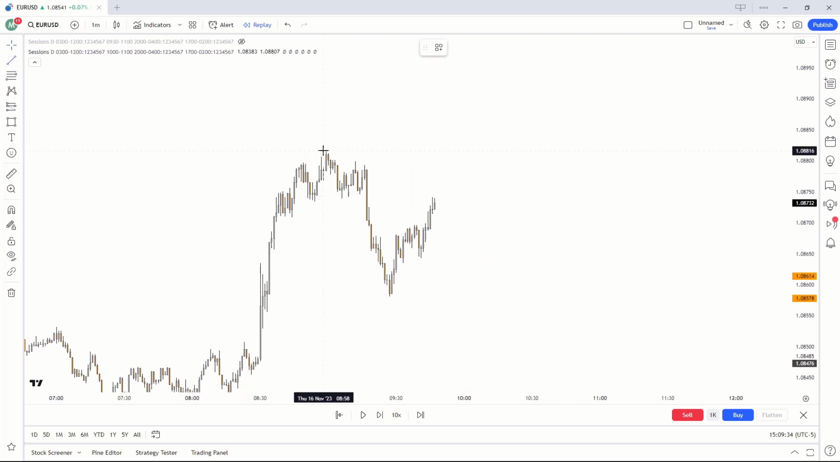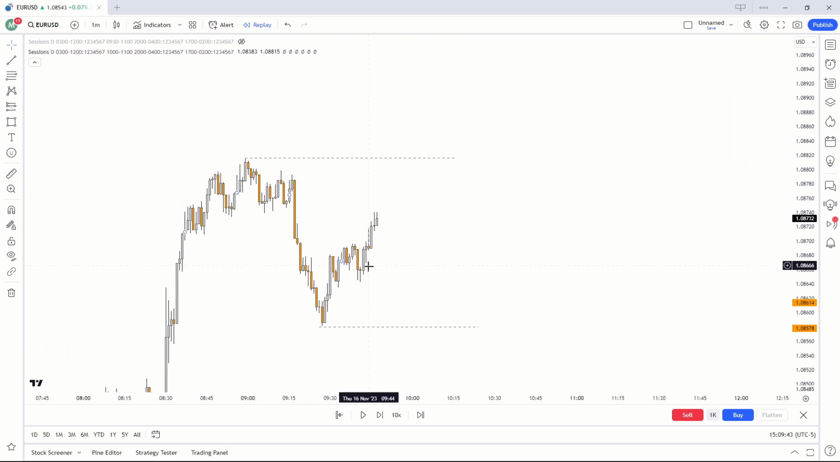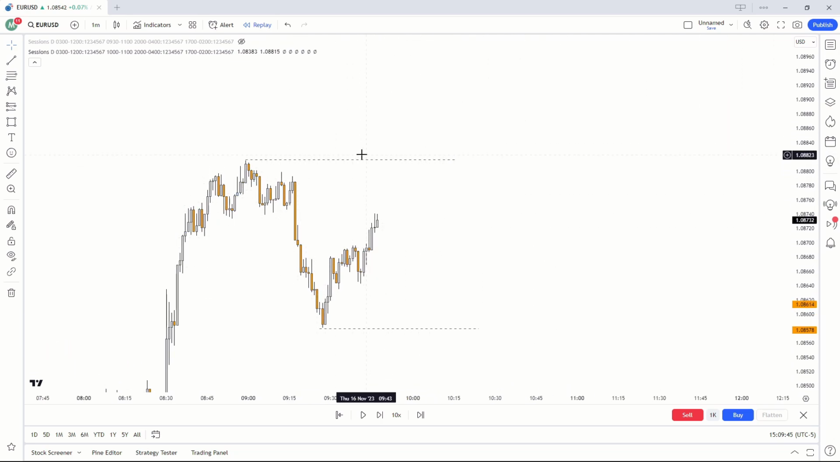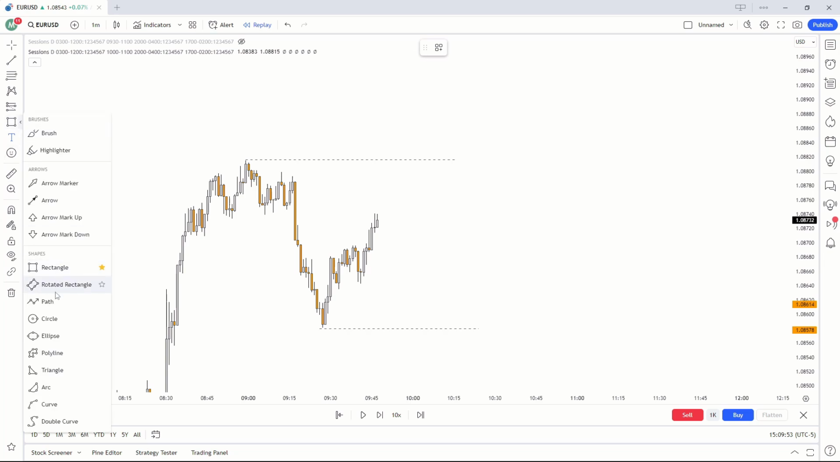Now, what are the main points of liquidity I see? I see a swing high right here, and I see a swing low right here. Now, I would want to see market take out either direction. So market could take out buy side or sell side. If we do take out liquidity to the upside, we want to start looking for sells, guys. If we take out liquidity to the downside, we want to start to look for buys.